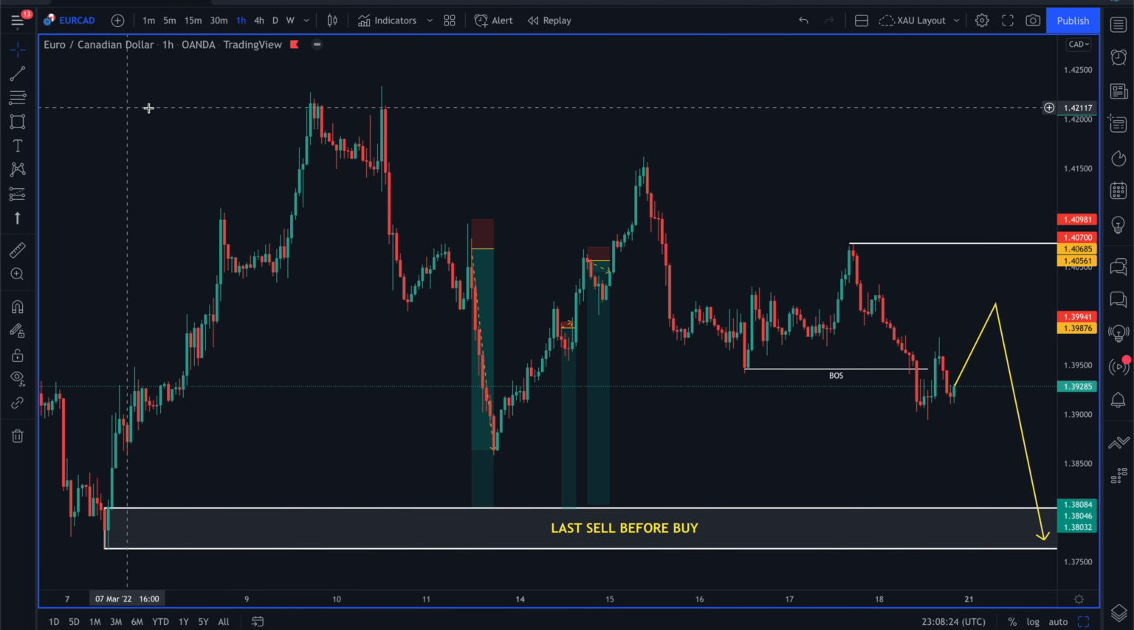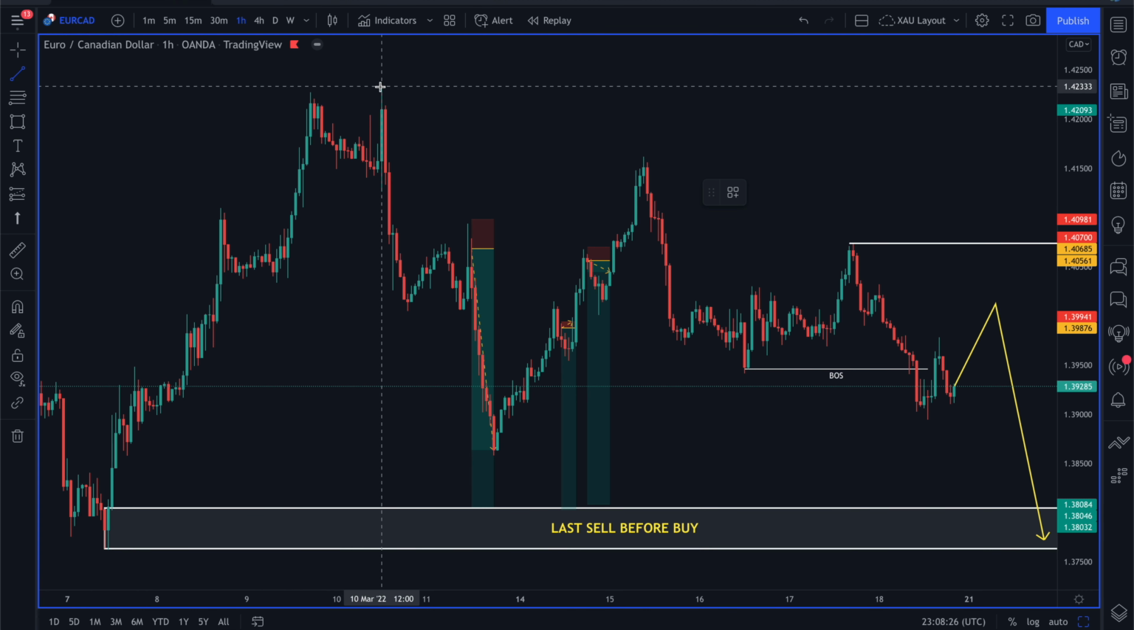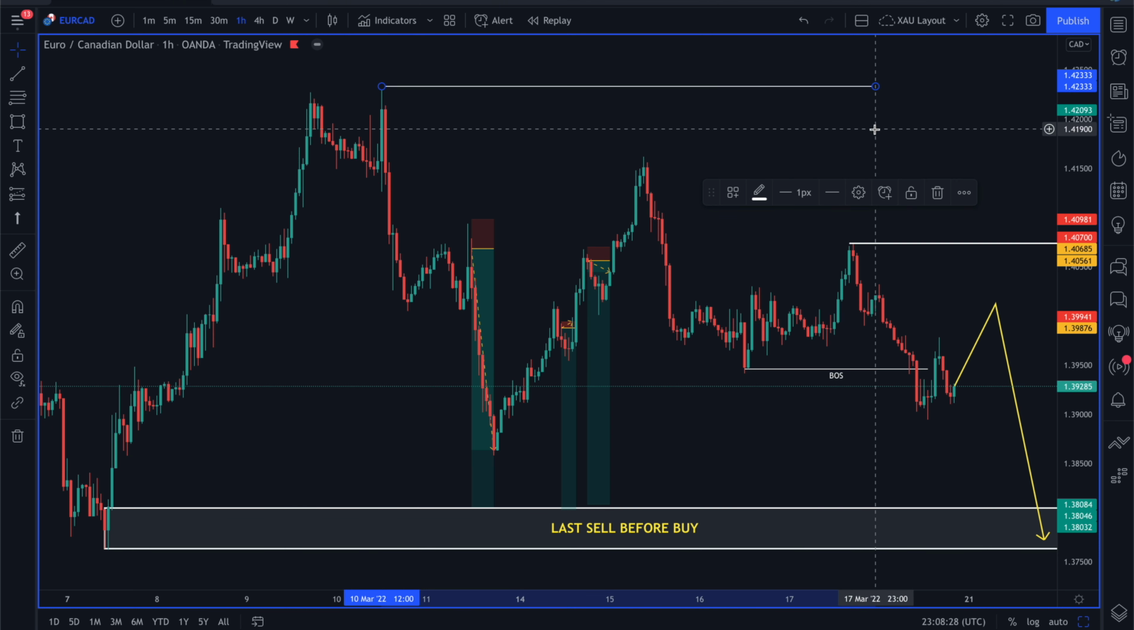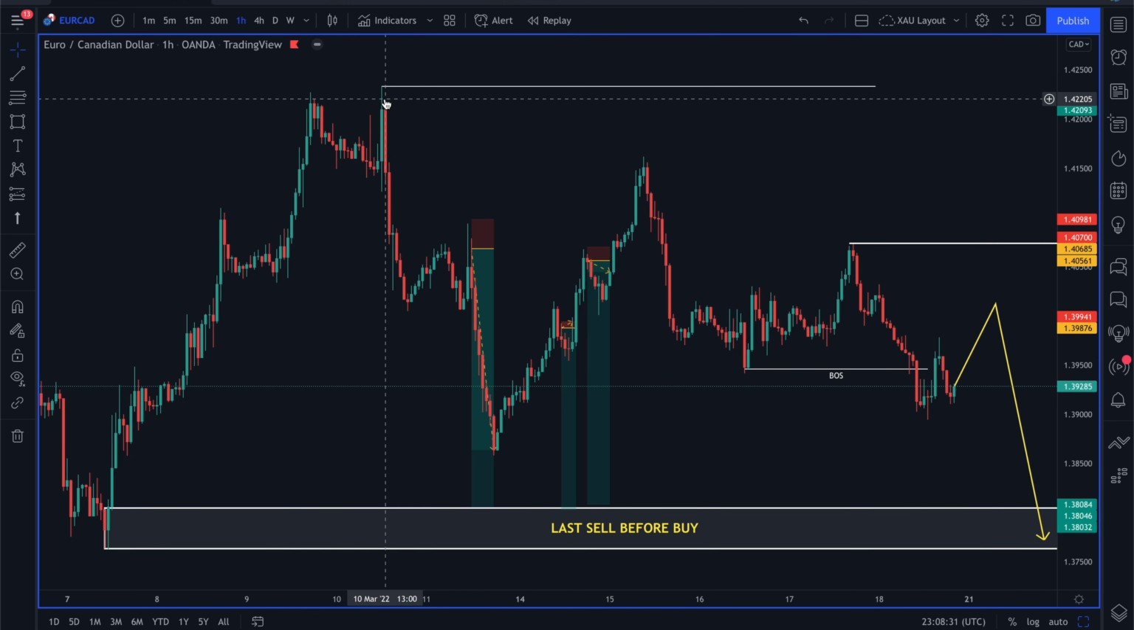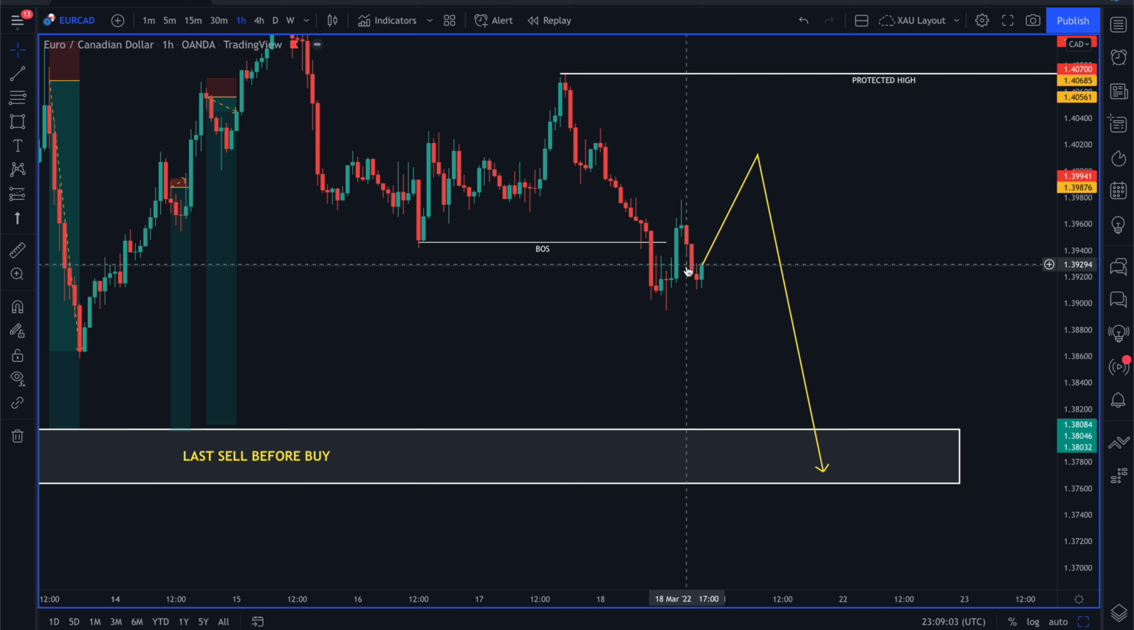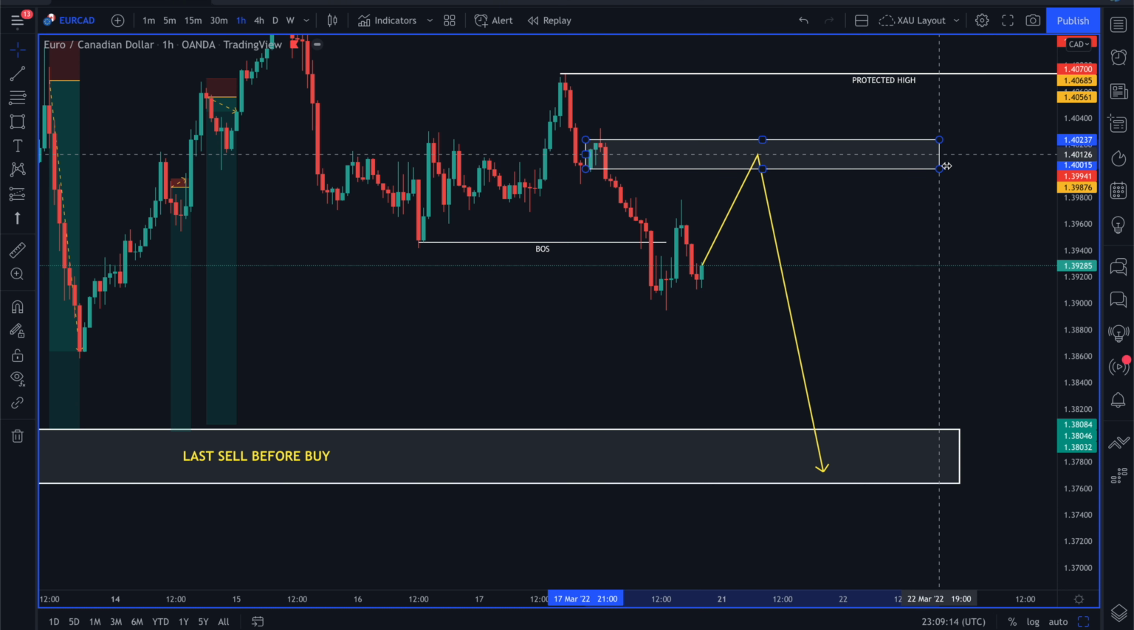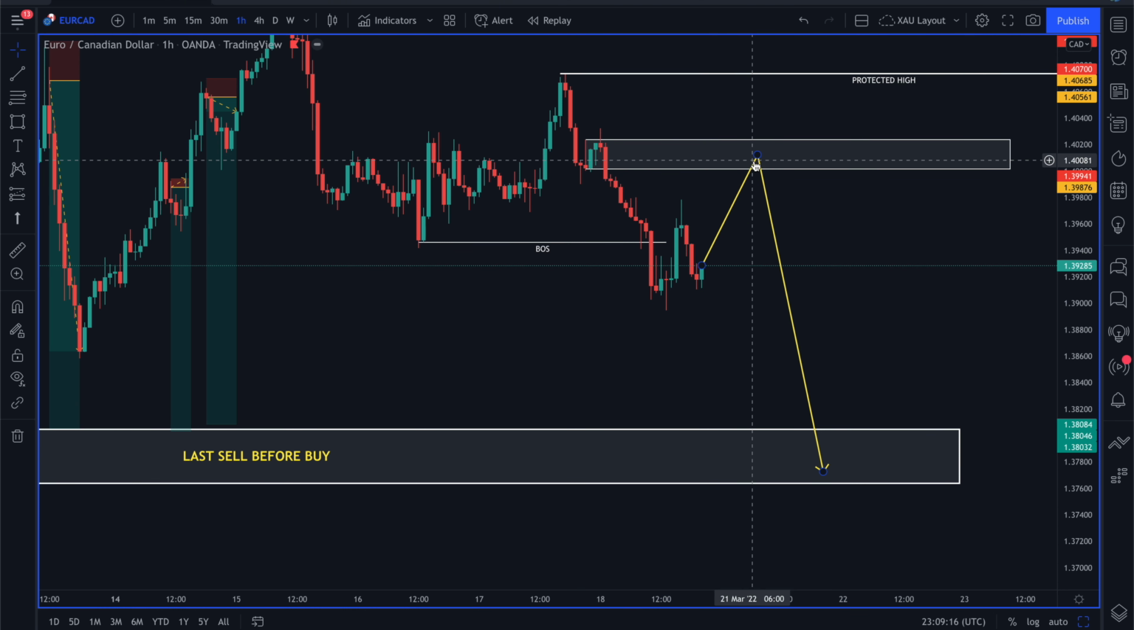Now, this high has not been broken since, which is great. So this, we could say, was a protected high. Price has come down, failed to break it. That's great. This confirms bearishness still. Now, I believe price could continue to come up slightly, as we can see from this path. Come back up slightly, I would say, from this area here. These are the last buys before the sells. I'd like to see price come back up, tap into this area, and then go on to tap into our last sell before the heavy buy.